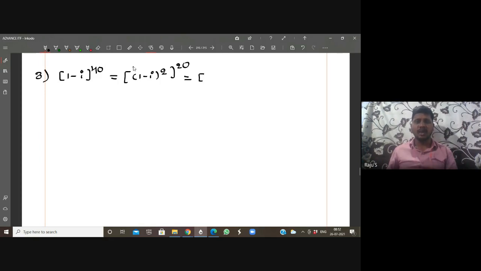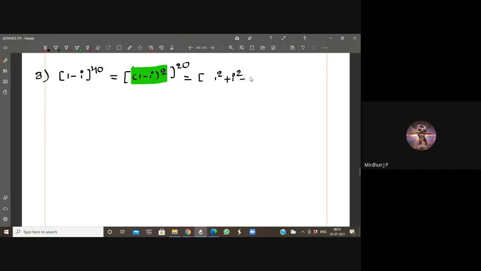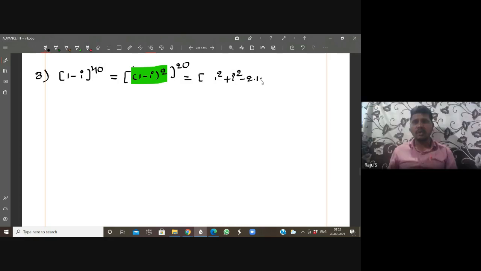Now apply the a minus b whole square formula. What is the formula of a minus b whole square? a square plus b square minus 2ab. So (1 minus iota) whole square is 1 square plus iota square minus 2 iota, whole power 20. Clearly 1 square is 1, iota square is minus 1, minus 2 iota, whole to the power of 20.